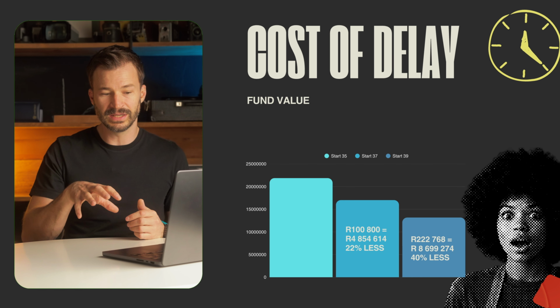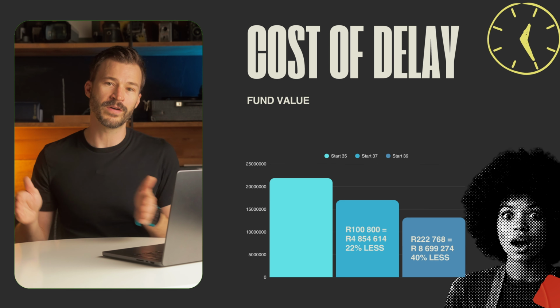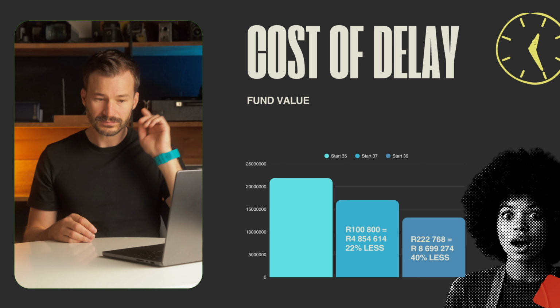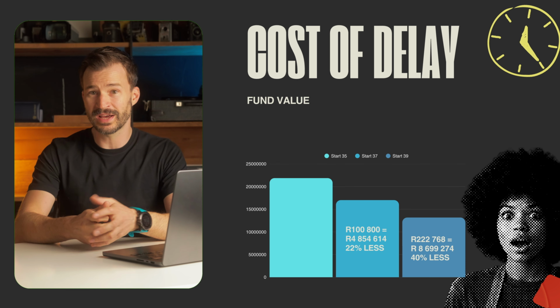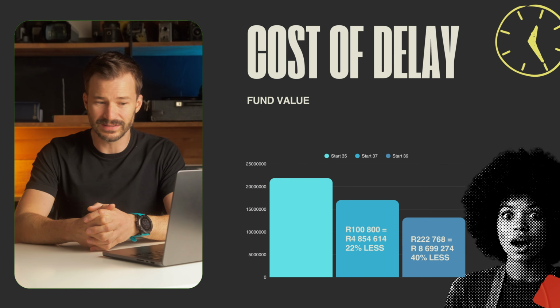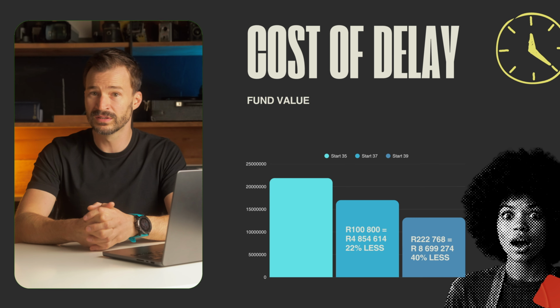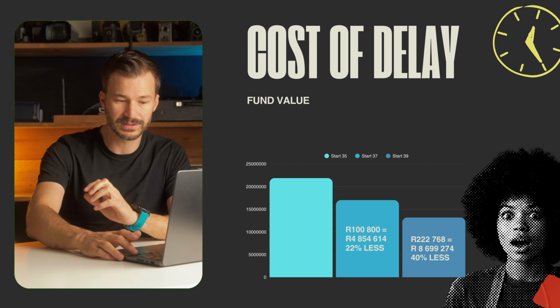So if Lucy delays 4 years, instead of 35, only starts investing at 39, her contributions would have been 222,000 Rand into the retirement annuity, and that's going to cost her 40%. She's going to have 8.7 million Rand less at retirement.